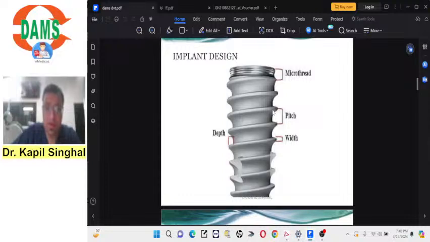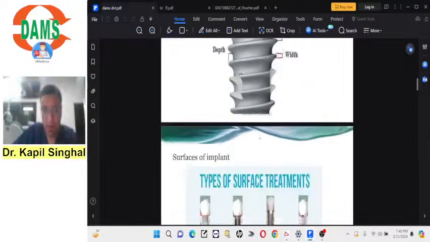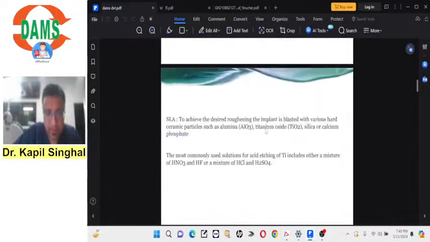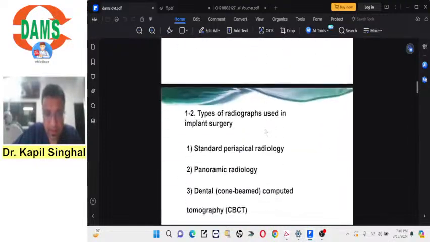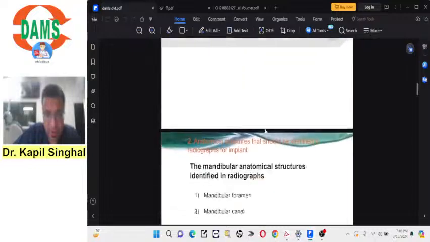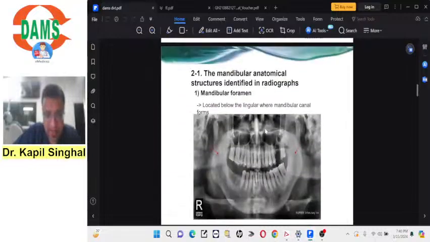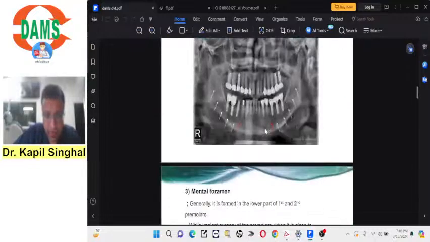So please remember, very important point, the distance between two threads is known as pitch, and if the pitch is less, the number of threads would be more, and the surface area of the implant would also be more. Okay, so very important point. Okay, I'm just skipping things that are not important and covering things that are right now important for you.